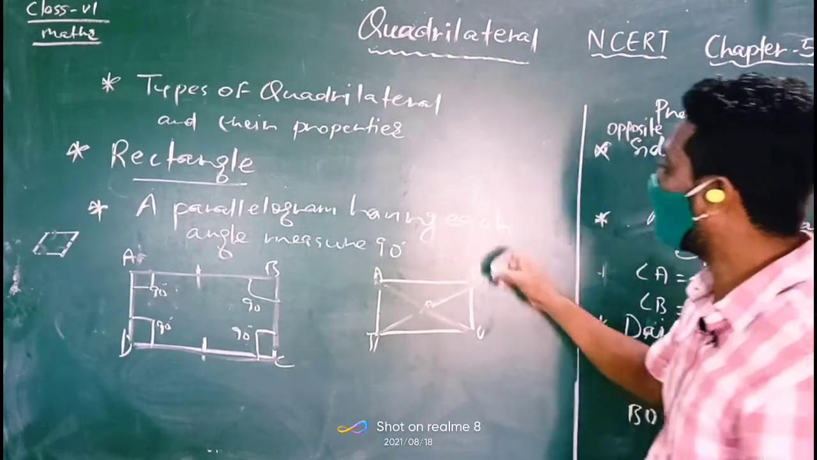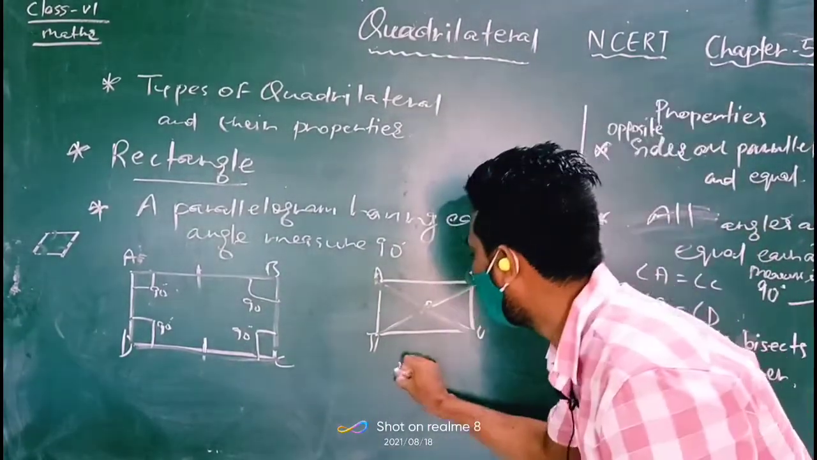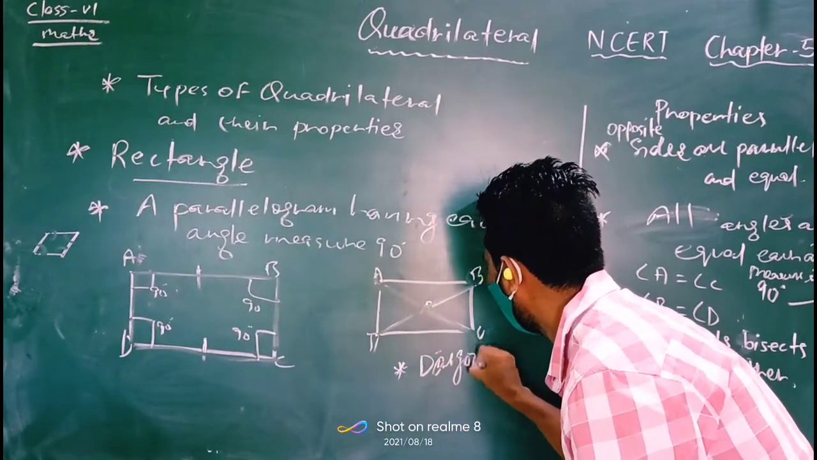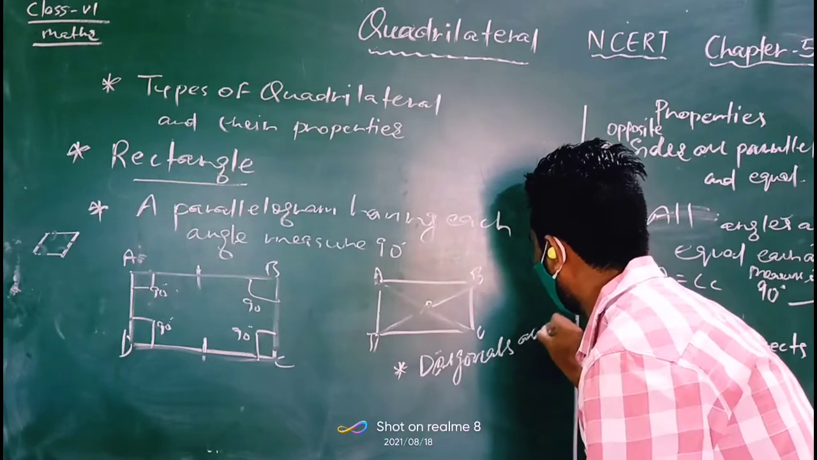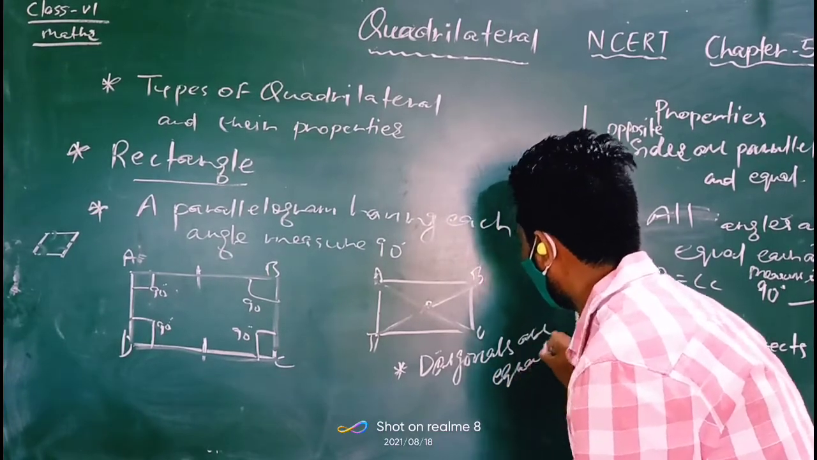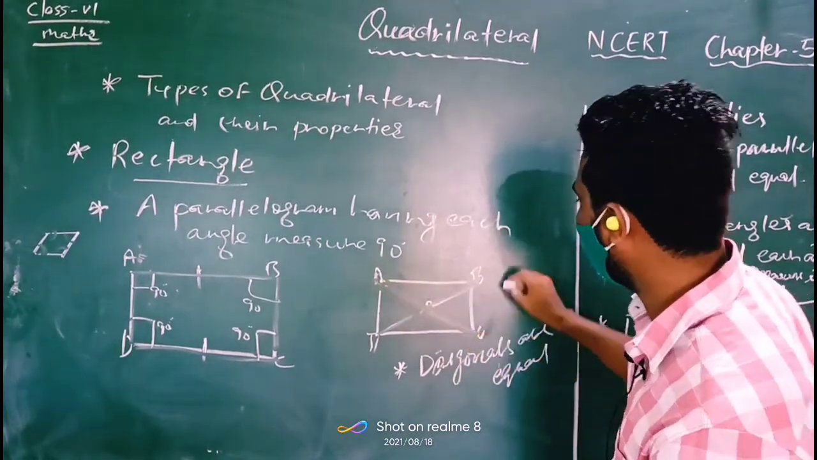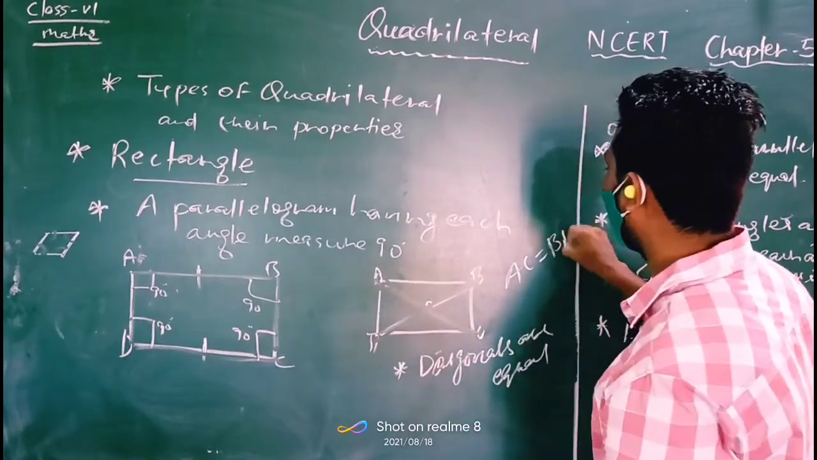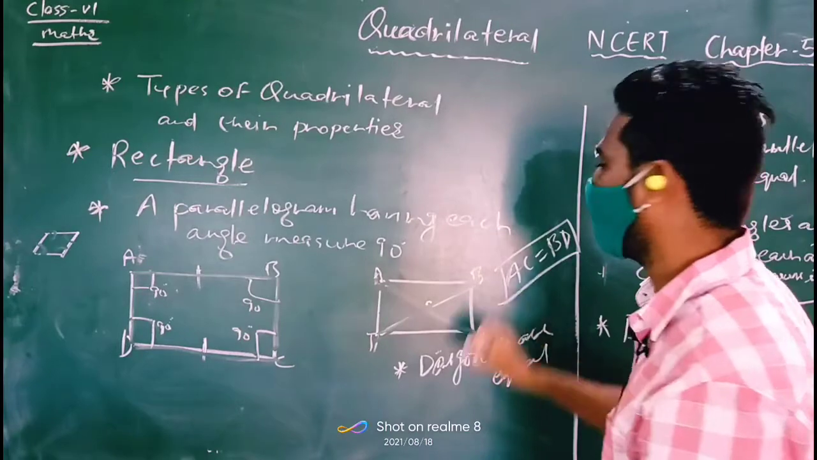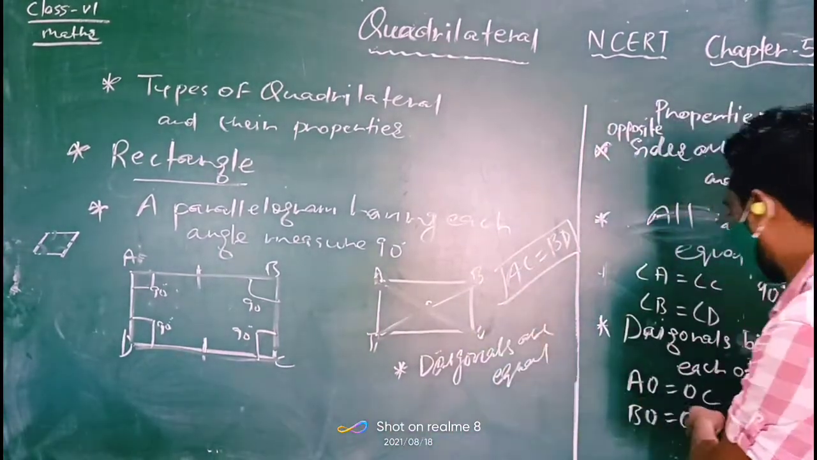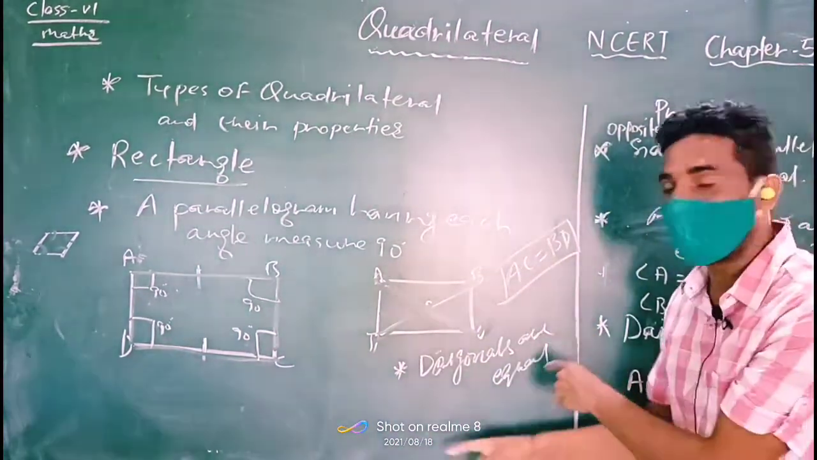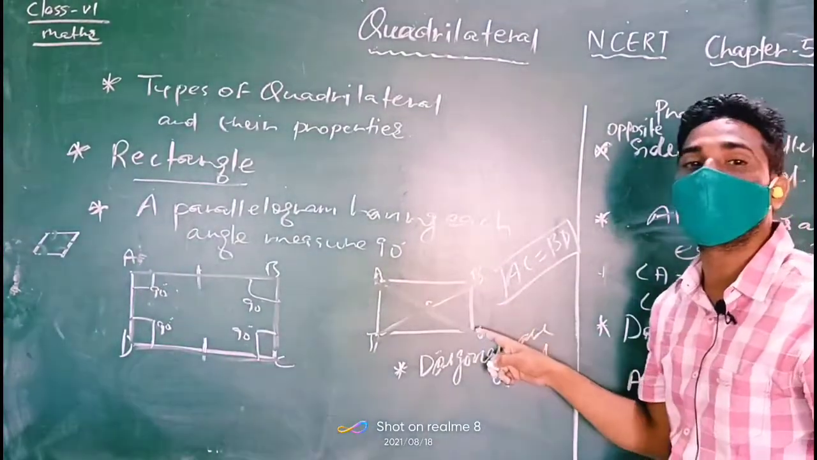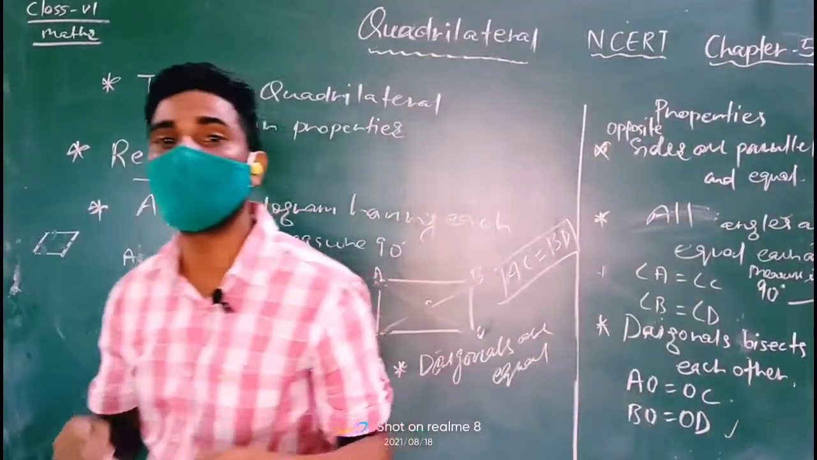But one more special property a rectangle has, what is that? Diagonals are equal also. Meaning, this AC will be equal to this BD. In a parallelogram it is not there. Don't be confused. In a parallelogram, diagonals simply bisect each other. But in a rectangle, diagonals bisect each other as well as being equal. This property makes a difference.